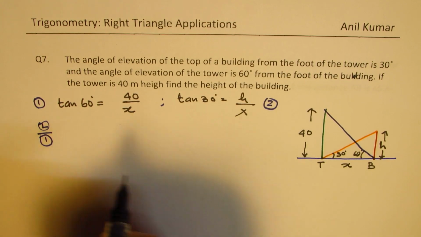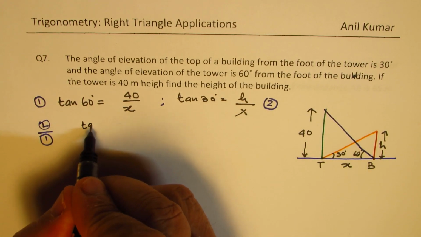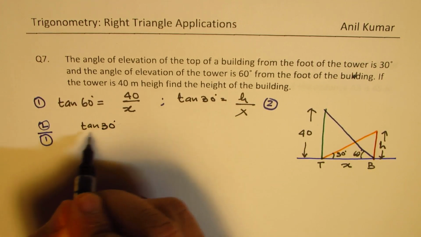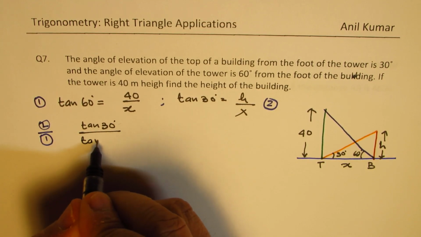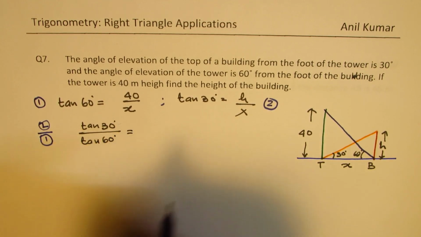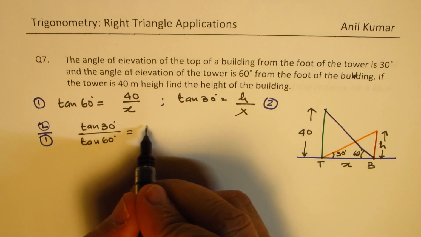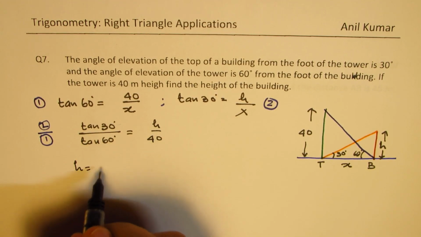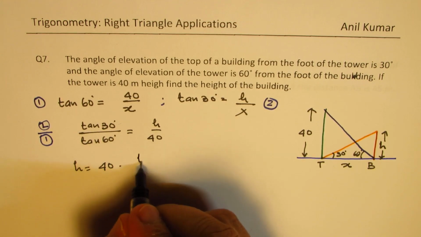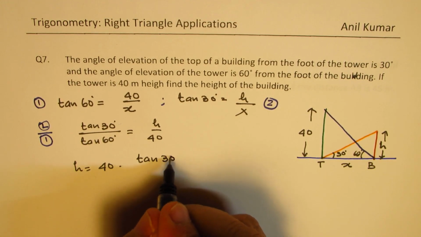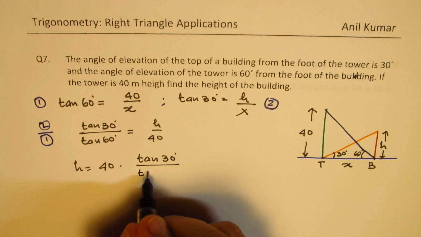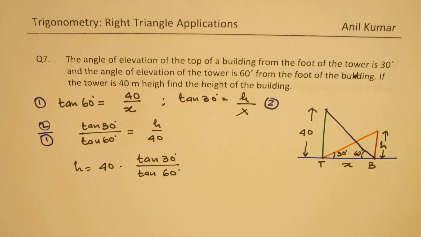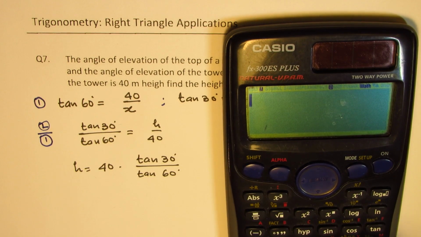We get tan of 30 degrees over tan of 60 degrees is equal to h over 40. So h is equal to 40 times tan of 30 degrees over tan of 60 degrees, right? So that is how we can figure this out.